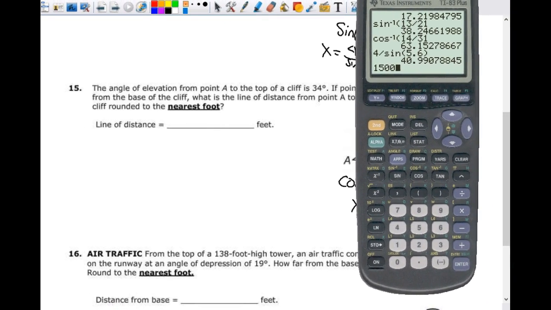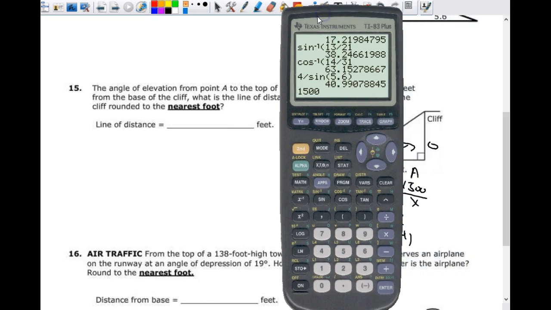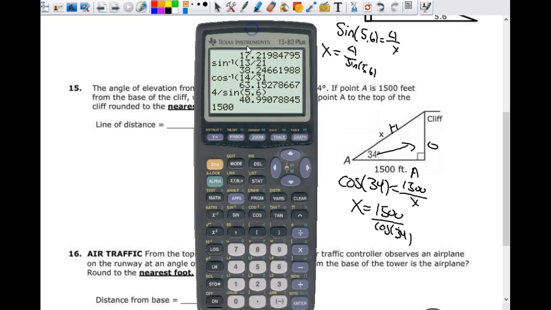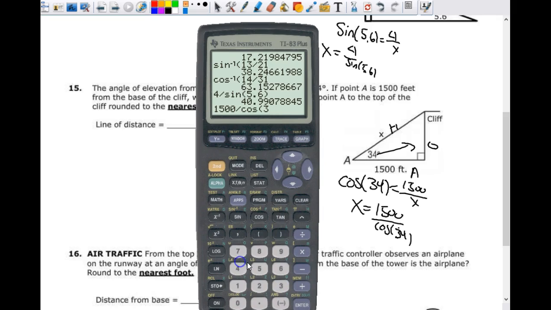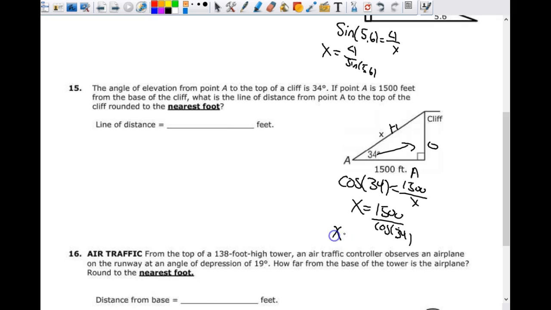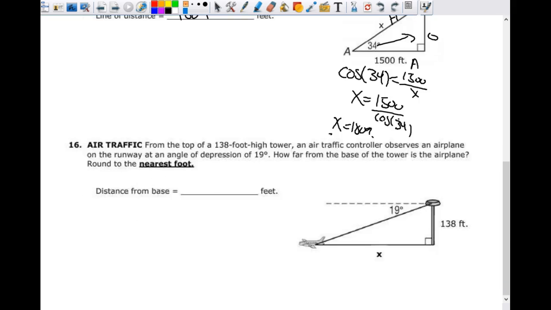1,500 divided by cosine of 34. x is equal to 1,809 points. Oh, it says to the nearest foot. That's it. Number 9. Two more problems.